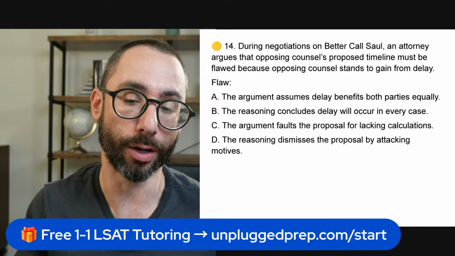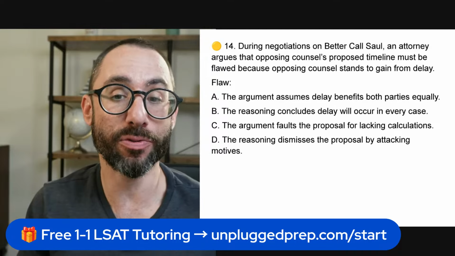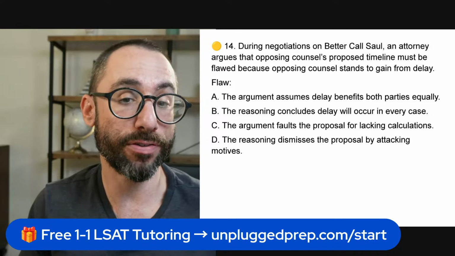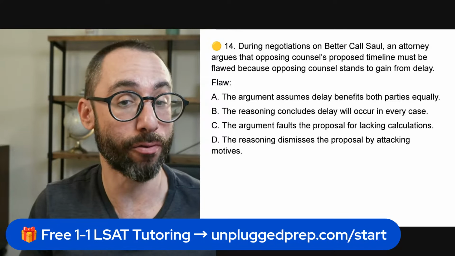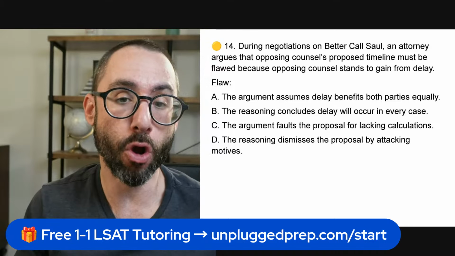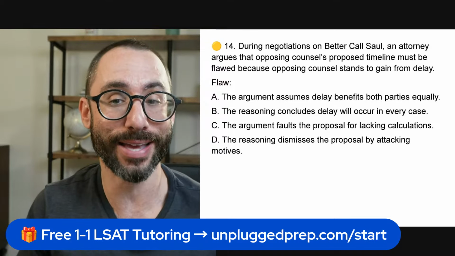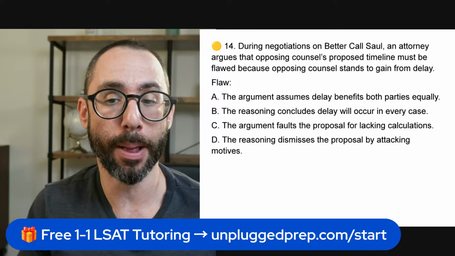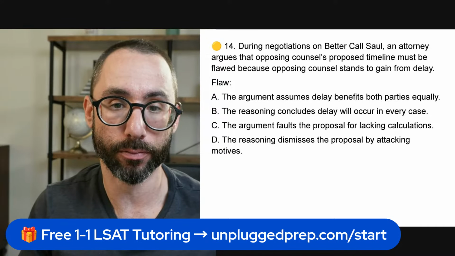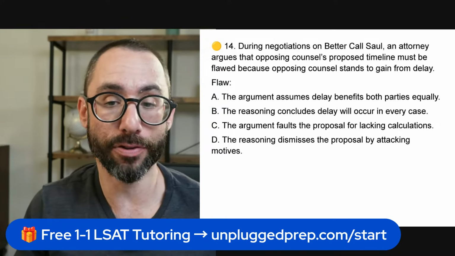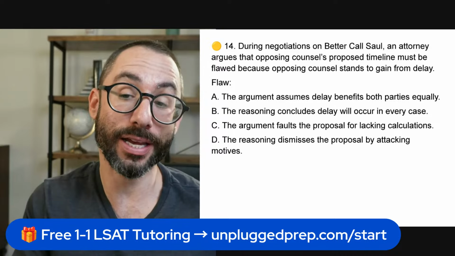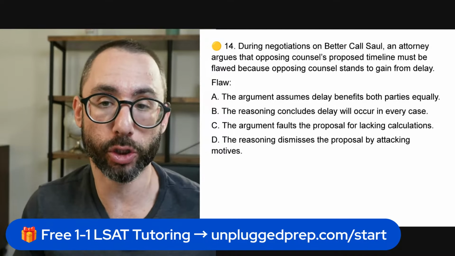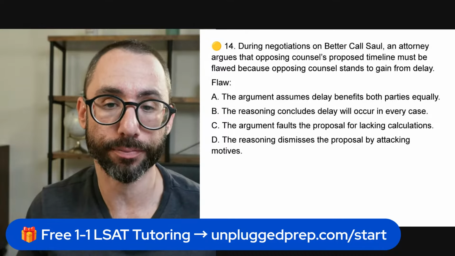What is the flaw? A, the argument assumes delay benefits both parties equally. B, the reasoning concludes delay will occur in every case. C, the argument faults the proposal for lacking calculations. Or D, the reasoning dismisses the proposal by attacking motives. What is the flaw? When you have your answer, please drop it in the chat, A, B, C, or D. If you're not sure, just drop a question mark.